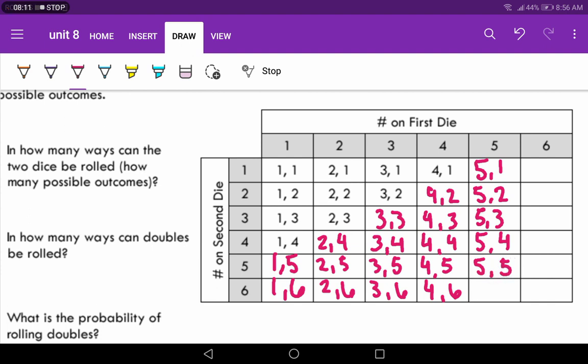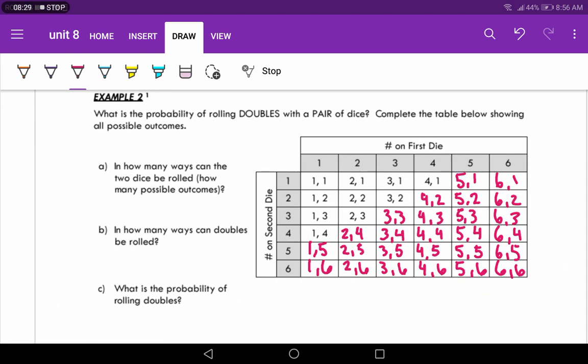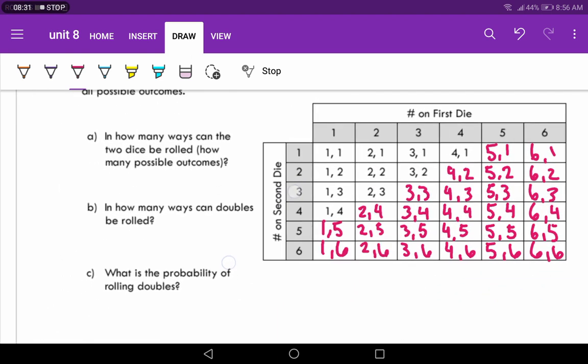So we can see there's a lot of possible outcomes if we're rolling 2 die, right? Opposed to the 1 die we looked at in the last lesson. So this chart is kind of a nice way to organize that information so that it's all very, very clear. Okay, so those are all of our possible options. We're rolling 2 die. So part A says, in how many ways can the 2 die be rolled? So how many possible outcomes?